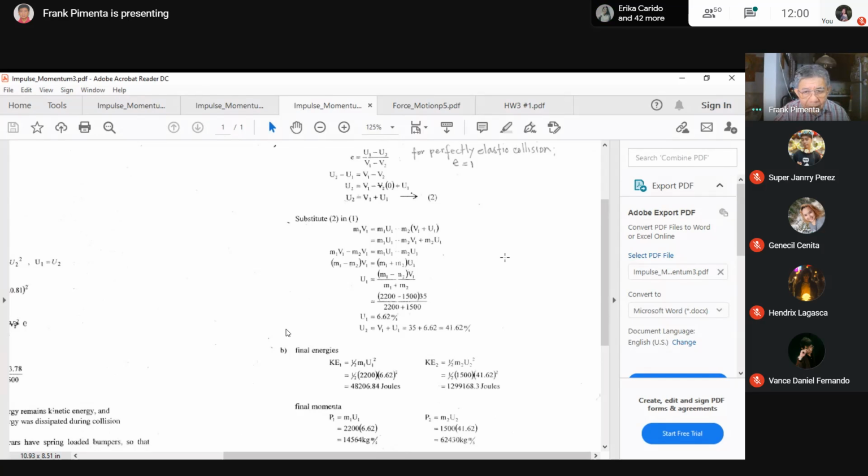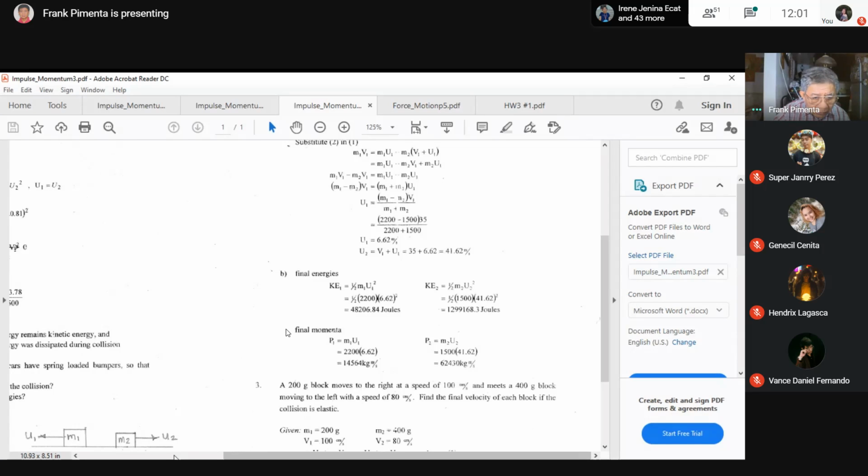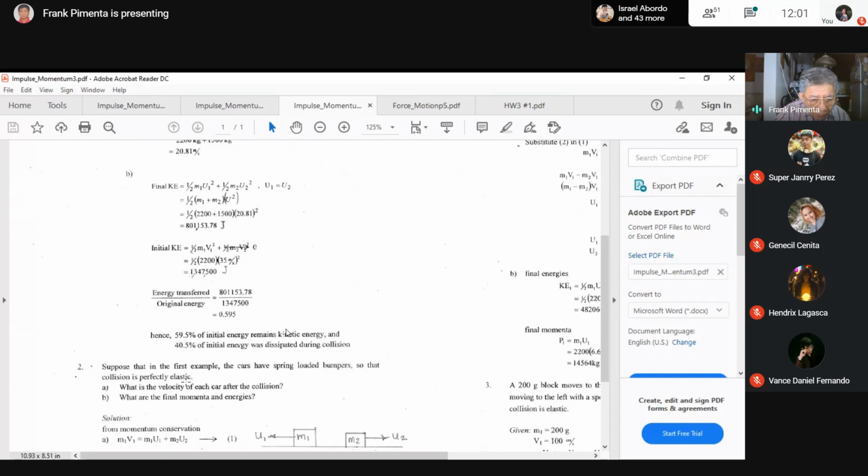Now, from this equation, since U sub 2 equals B sub 1 plus U sub 1, substituting 6.62 and B sub 1 is 35, we have 35 plus 6.62 equals 41.62 meters per second. So these are the final velocities. What is the velocity of the car after the collision? So final velocities. What are the final momentum and energies?